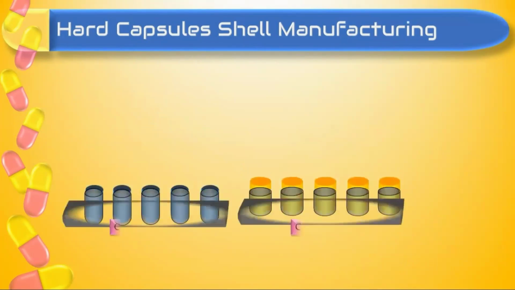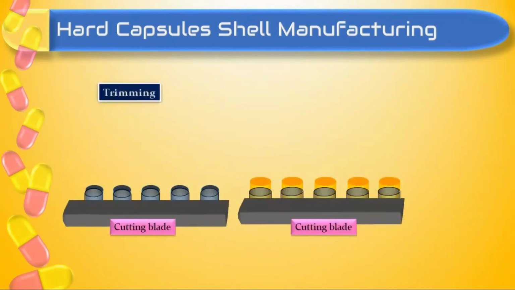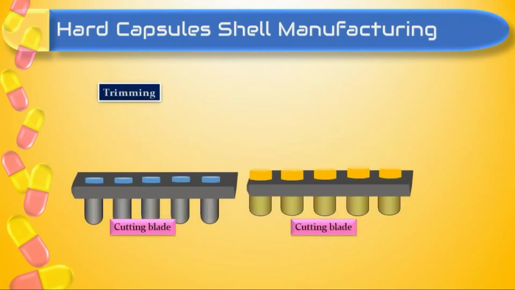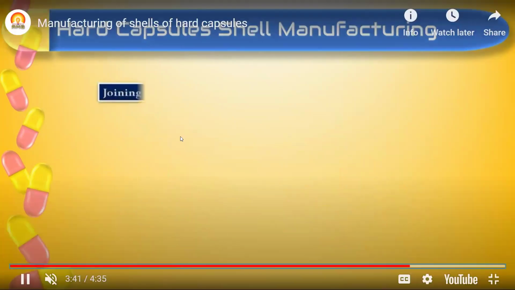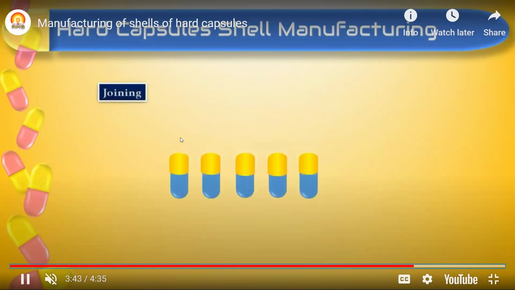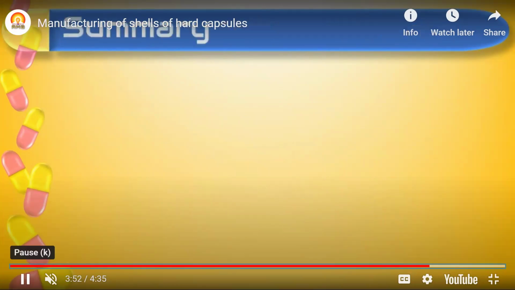Trimming, right? So what to do next? Joining. That's it. Join. So these are the steps involved in preparation of hard gelatin capsules.